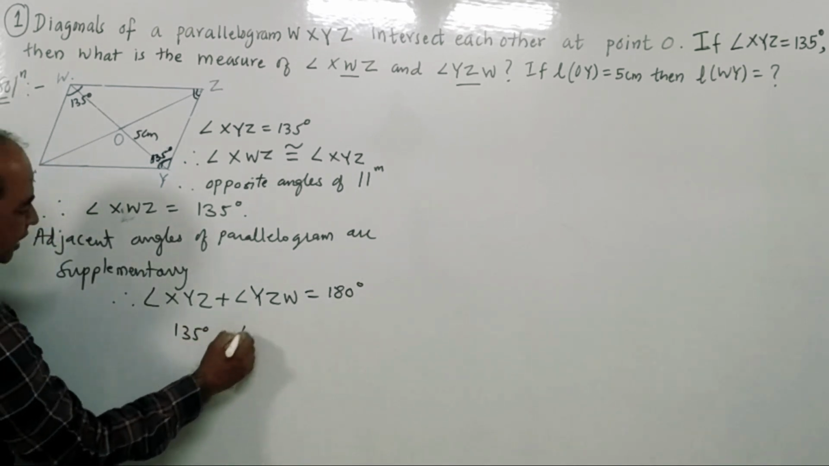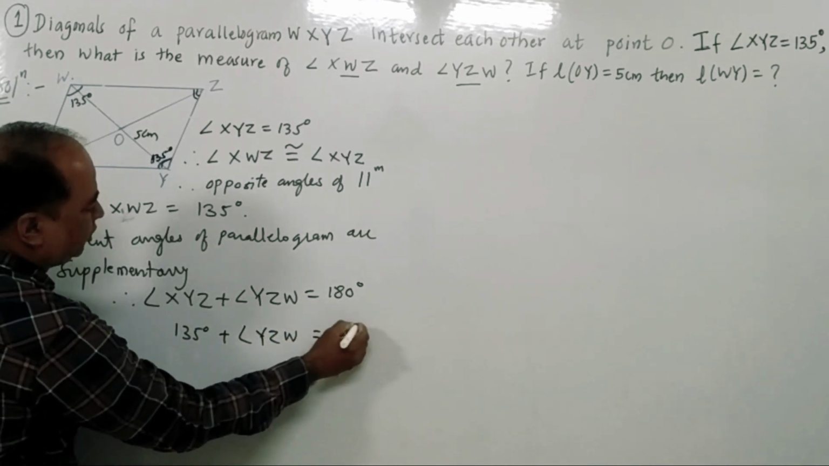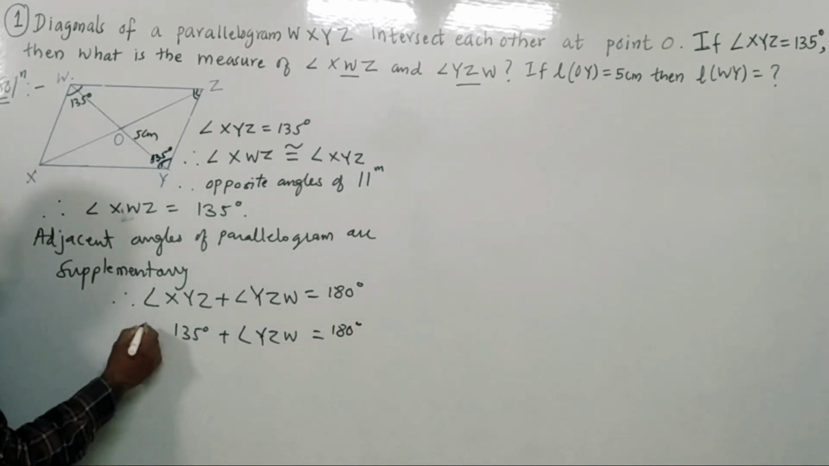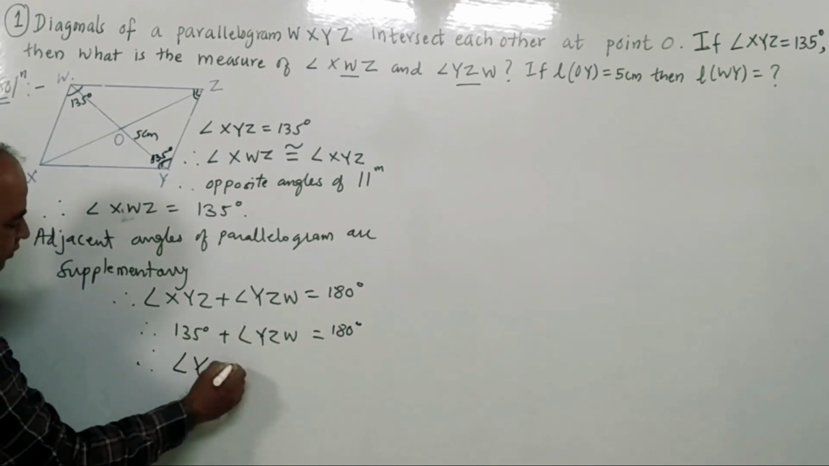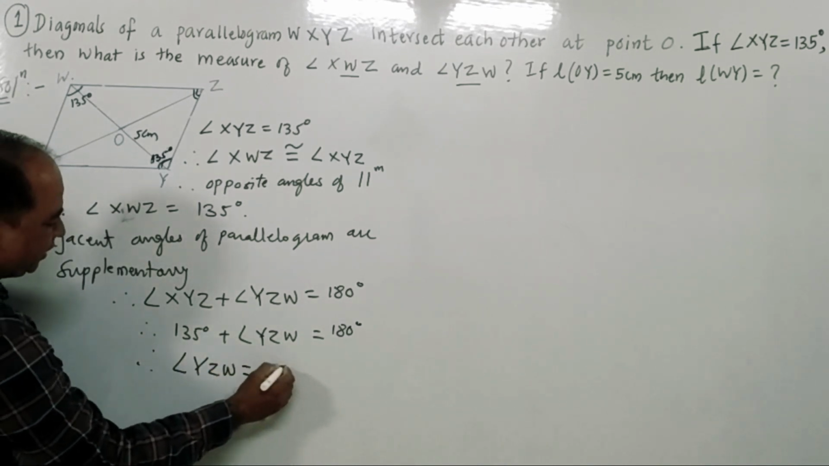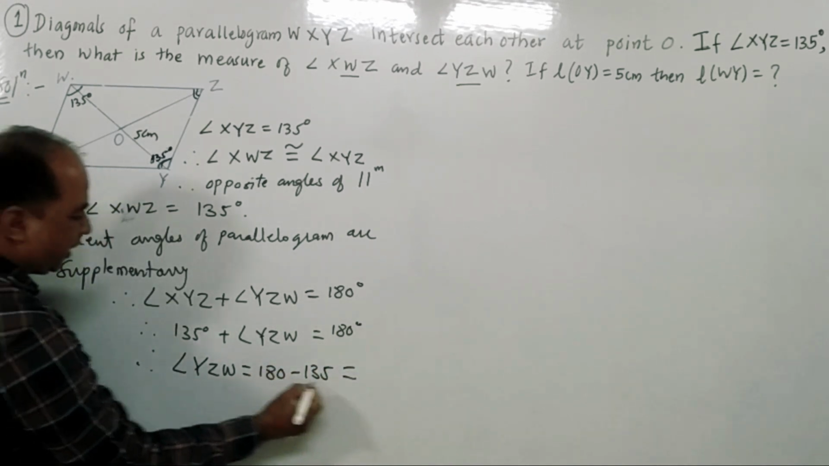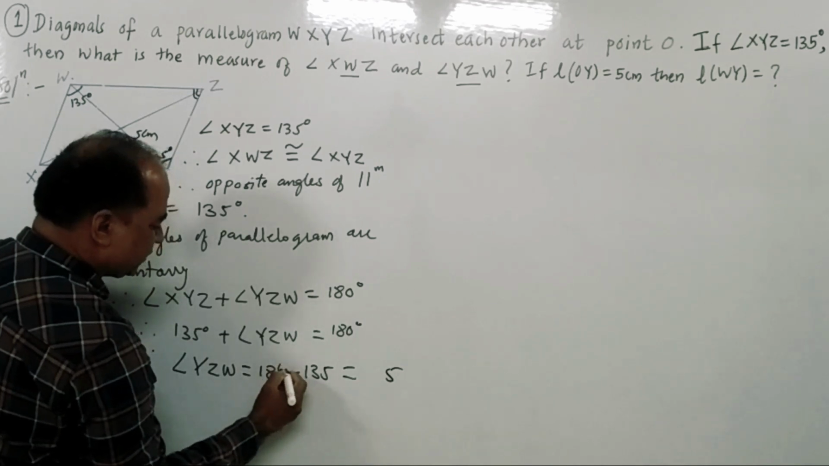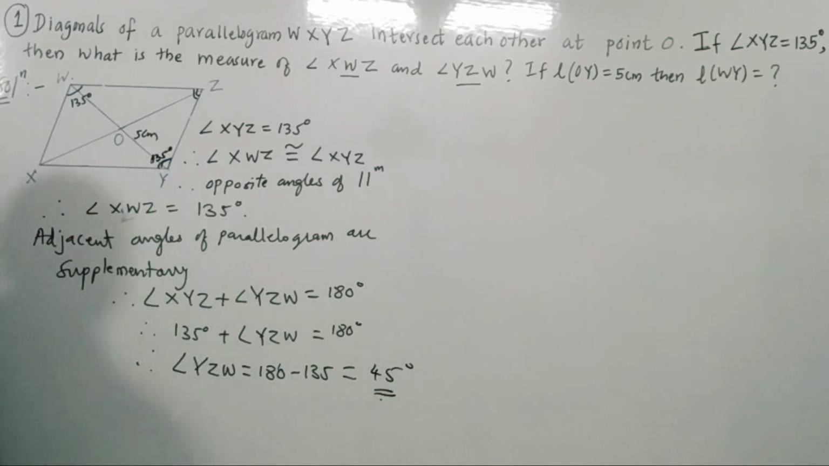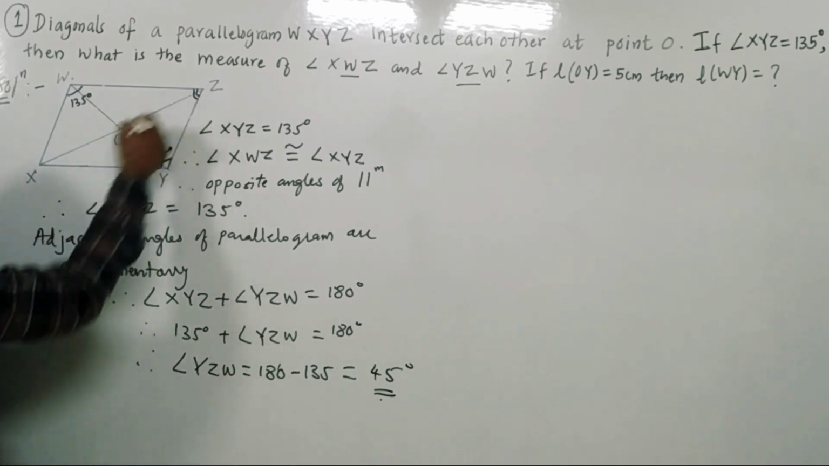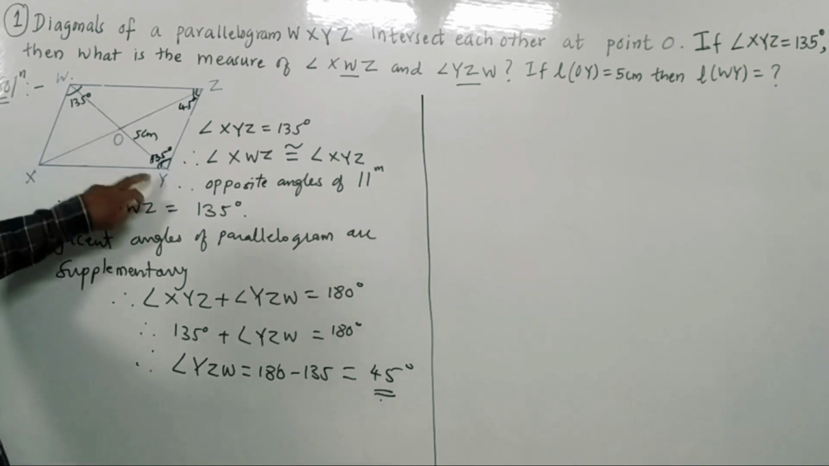Therefore, 135 plus angle YZW is equal to 180. Therefore, angle YZW is equal to 180 minus 135, that is 45 degrees. Therefore, angle YZW is equal to 45 degrees.